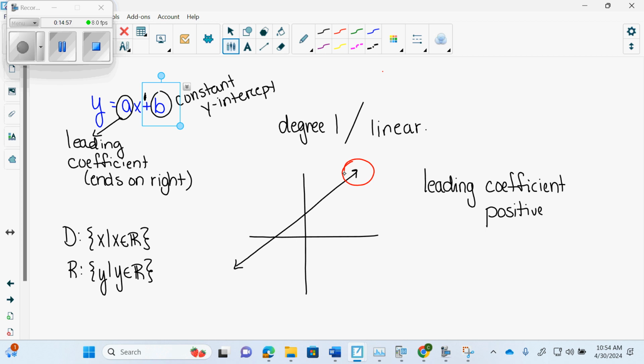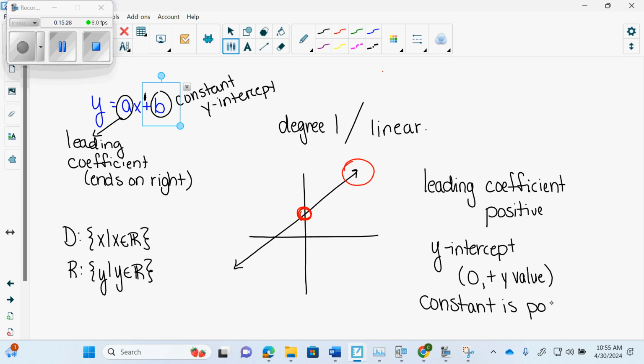Okay, what can you tell me about the y-intercept? x equals 0. And what would my y-intercept be here? Positive or negative? It's positive. So it'd be 0 and some sort of positive y value, right? So what can you tell me about the constant of the function? The constant is positive. Remember, the constant is the y-intercept. The constant is the number without a variable.